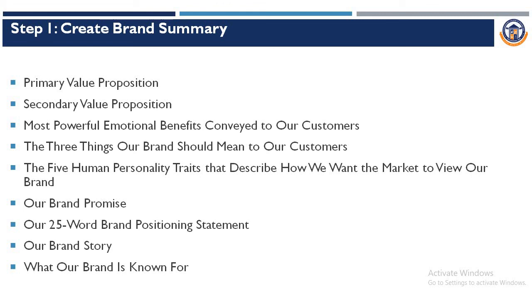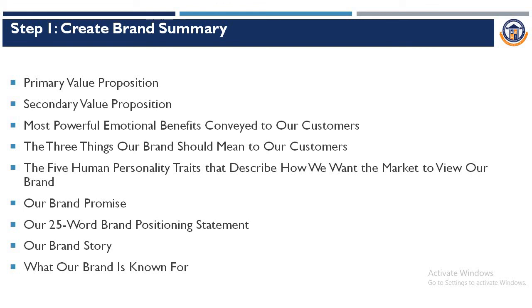First one is create the brand summary. It consists of your primary value proposition and also your secondary value proposition, followed by the most powerful emotional benefits conveyed to the consumers. Normally a brand conveys a lot of benefits to the customers. So you need to prepare a brand summary about it, and there are three things our brand should mean to our customers. Those three things you need to prepare. What are the three things? If you say your brand, what are the three things for your customer?